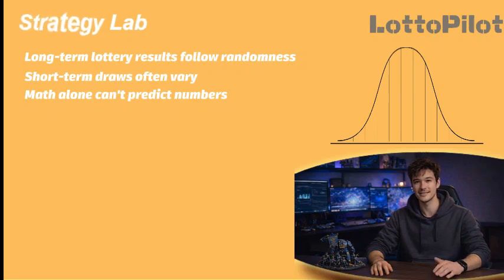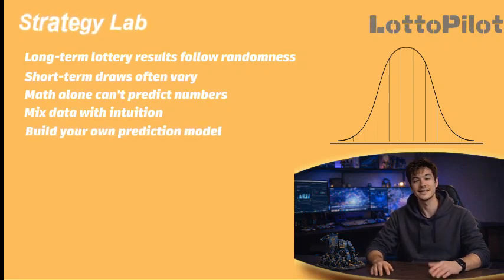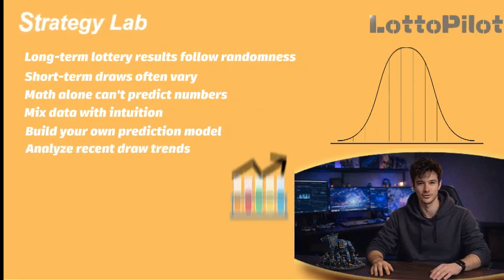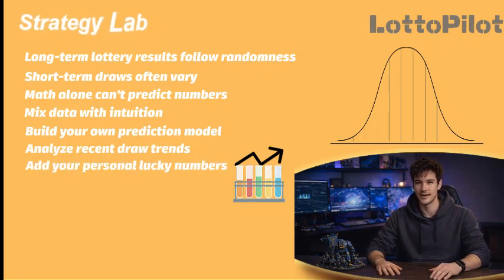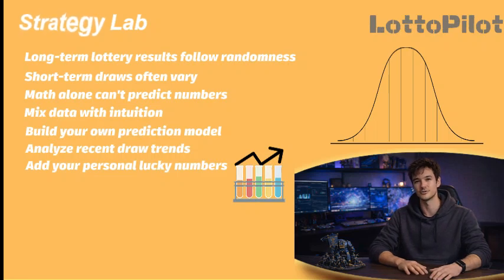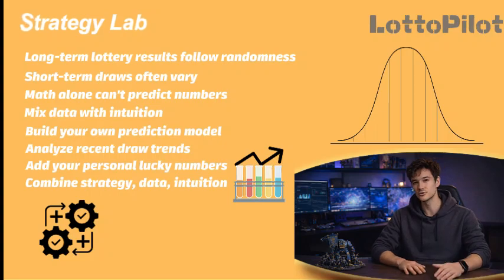Whether you believe purely in statistics, or you prefer to include a little intuition or personal belief, most people would agree that lottery prediction is a mix of rational analysis and a bit of coincidence. Strategy Lab is designed to help you build your own short-term prediction model. It is a dynamic tool that adjusts based on recent draw trends, helping you explore better ways to select numbers. At the same time, it also allows you to include your own personal elements, such as lucky numbers, as part of your strategy. The goal is to combine data, strategy, and personal intuition in your search for the jackpot.